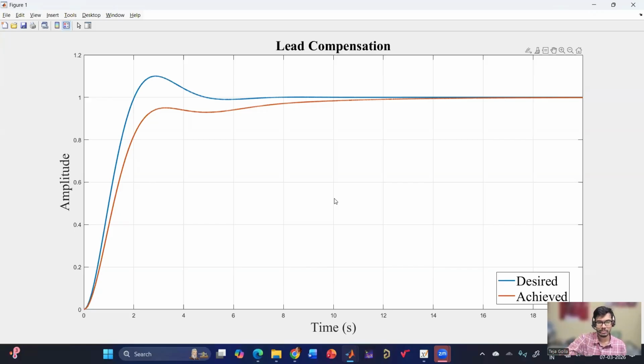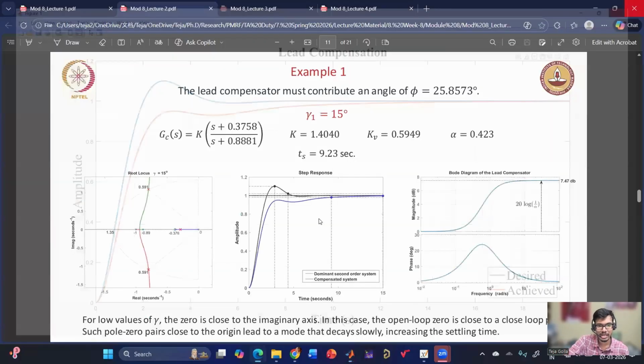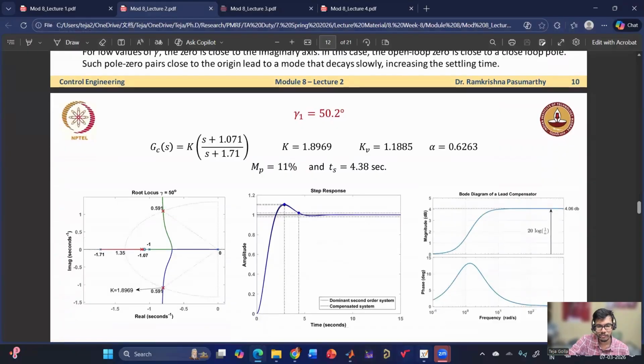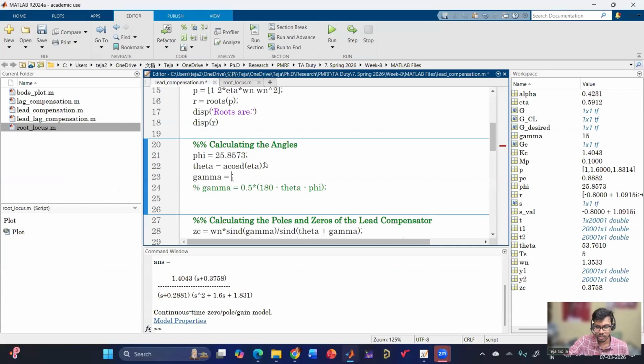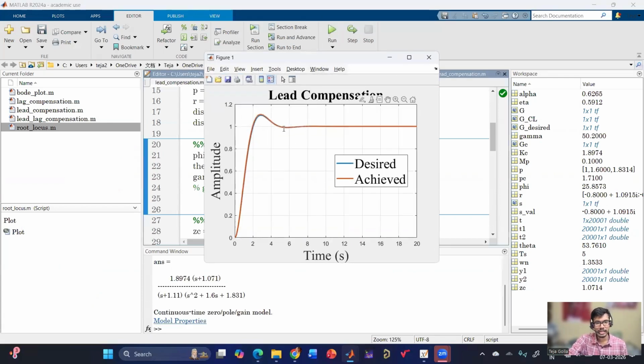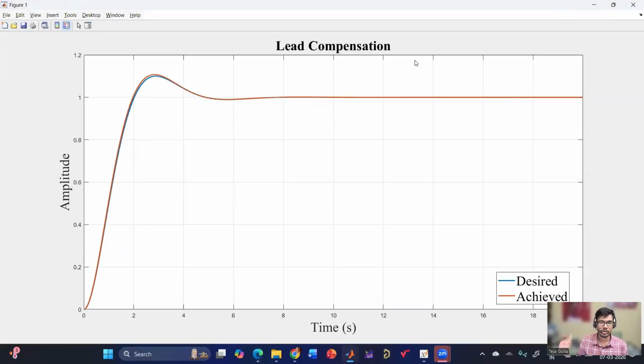What if I increase the gamma? Whether it will have any effect? Let us see. Sir has considered 50.2, so let me consider 50.2 as my gamma. Yes, for gamma equals to 50.2, it is perfectly matching. So my desired response as well as whatever I'm trying to achieve, both are matching. And this is what I actually want ideally, but I have selected a random gamma of 50.2.